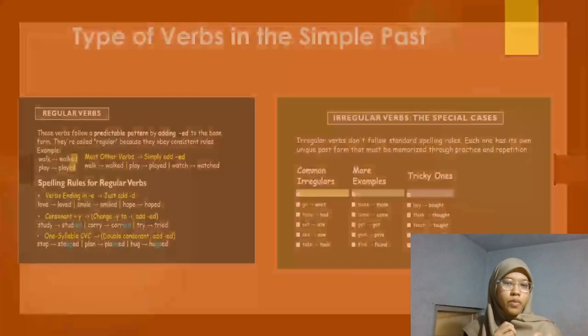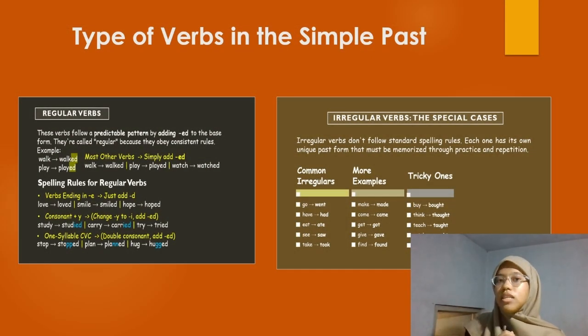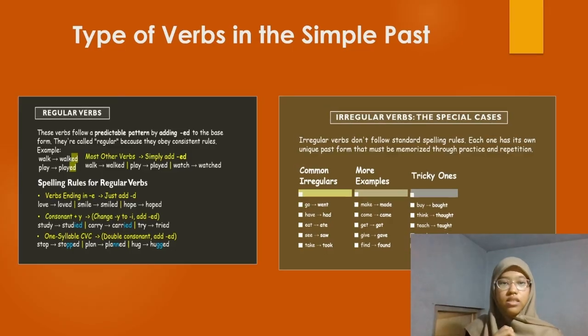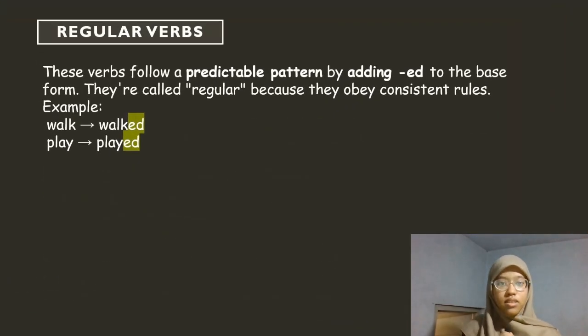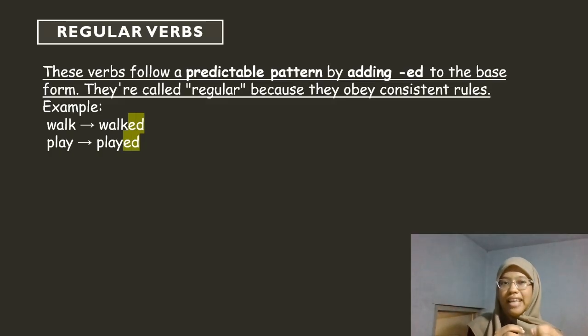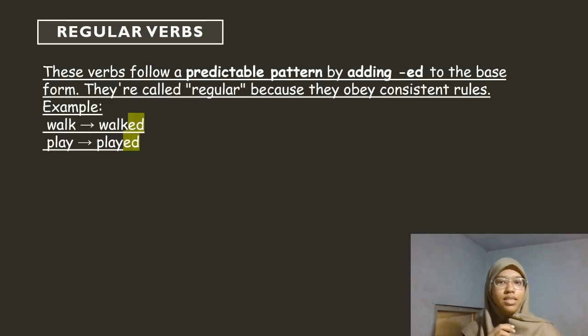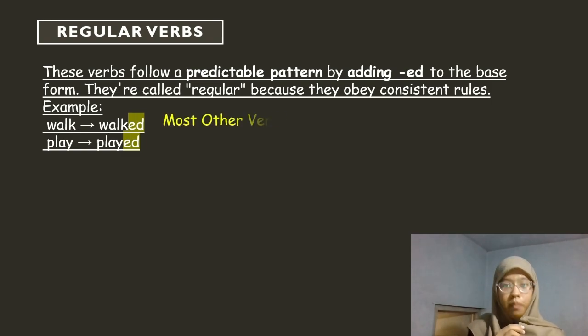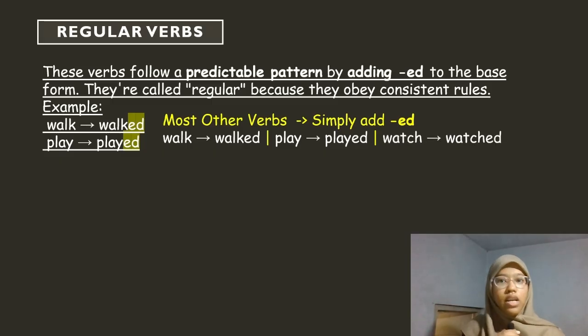Okay, so how do we form the simple past? To do this, we need to look at the verb. There are two types of verbs in the past tense. First, we have regular verbs. They follow a predictable pattern. You just add -ed to the base form, or verb 1. They are called regular because they follow consistent rules. For example, walk becomes walked. Play becomes played. Of course, we have to be careful with spelling. There are a few spelling rules for regular verbs.